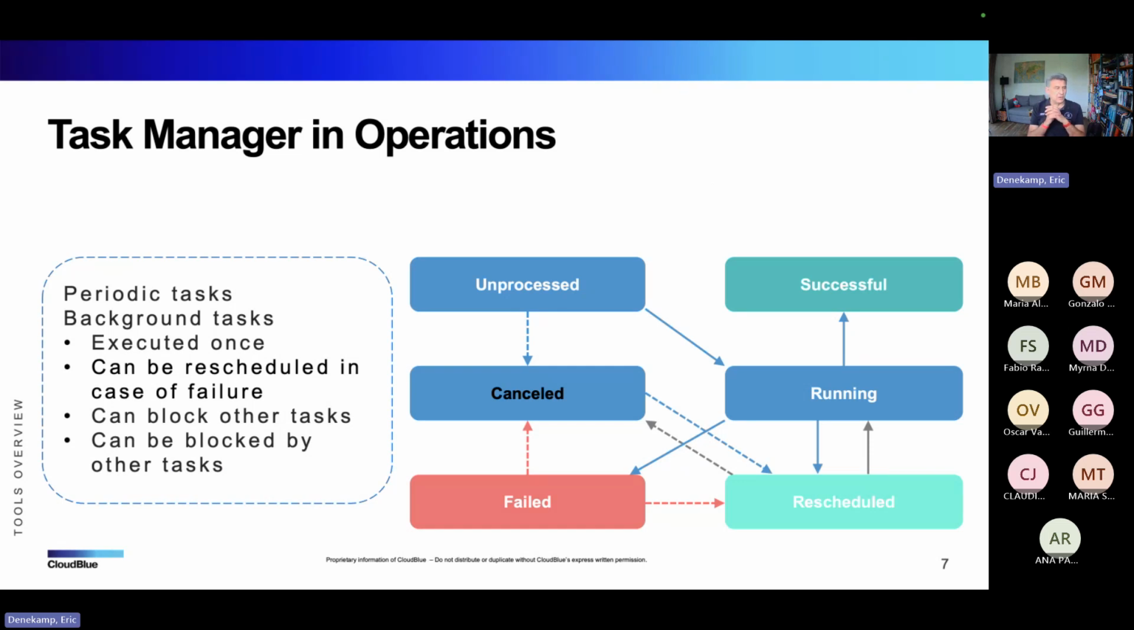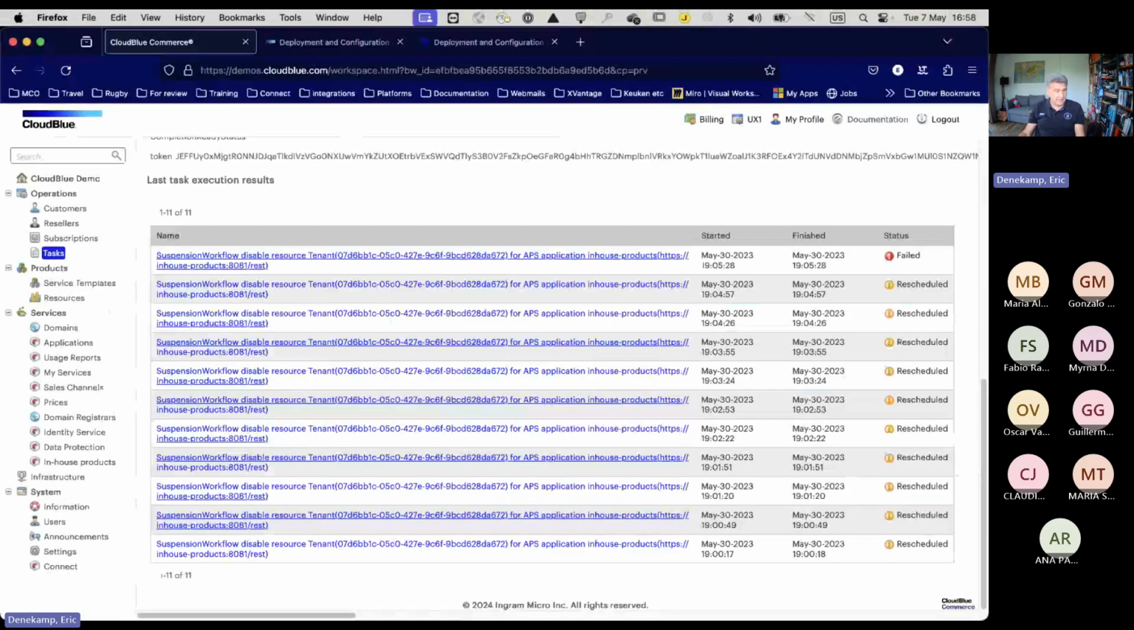Any task in operations starts unprocessed, then it runs. If it fails once, it doesn't go to failed yet, unless it runs outside, say it tries to provision to Microsoft, and Microsoft says provisioning failed. In that case, of course, the task of provisioning fails. But if it fails within operations, it goes to rescheduled, and it runs again. It goes to rescheduled, it runs again, it goes to rescheduled, etc., and then eventually it goes into a failed status. And this is what we see here.